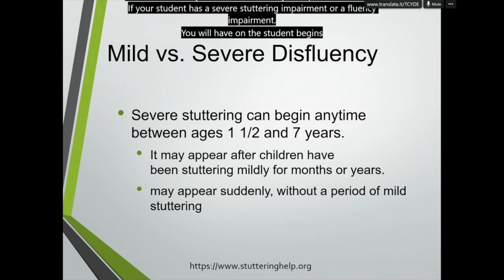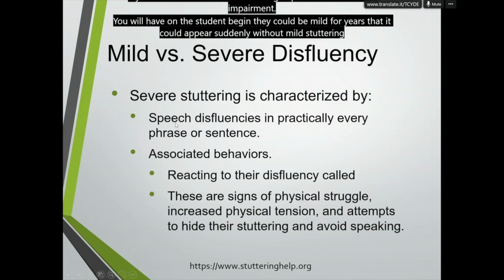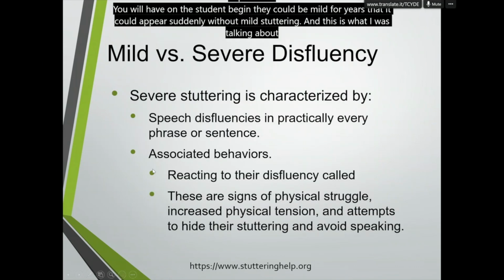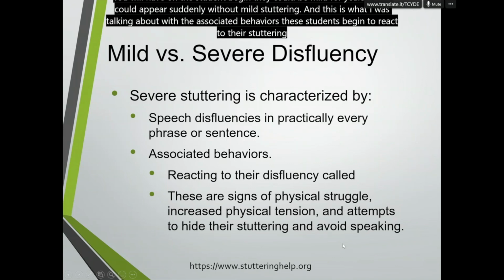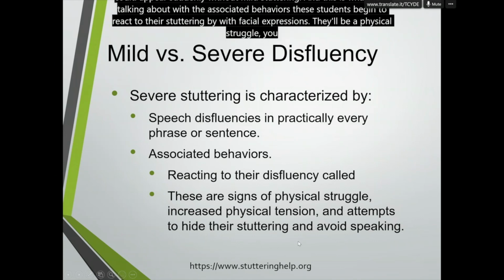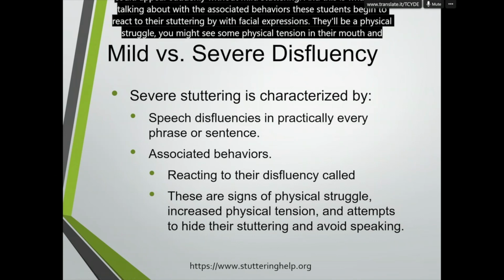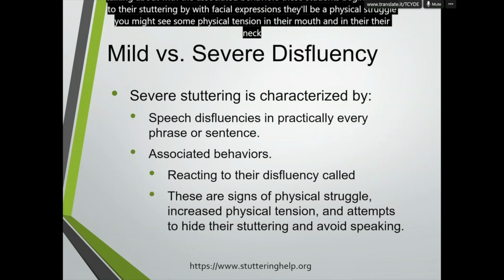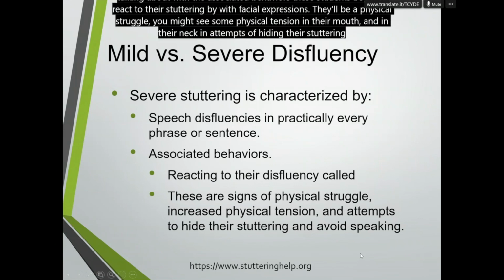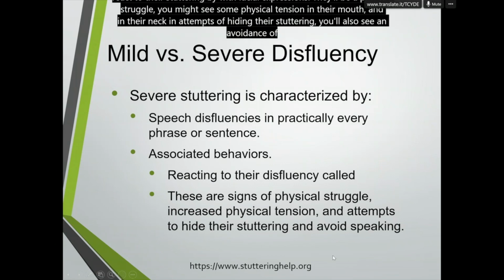Stuttering could be mild for years, or it could appear suddenly without mild stuttering, and this is what I was talking about with the associated behaviors. These students begin to react to their stuttering with facial expressions. There'll be a physical struggle. You might see some physical tension in their mouth and in their neck in attempts of hiding their stuttering. You'll also see an avoidance of speaking often, or even avoidance of certain sounds.